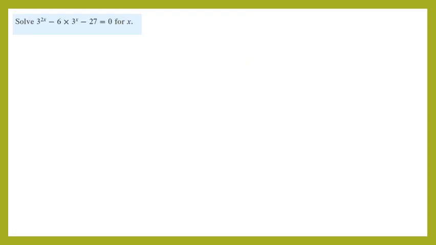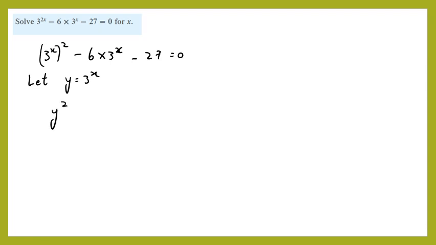Okay. Sometimes these equations are also in a quadratic expression. So if you have a look, if you write it in terms of 3 to the power of x, the first one's a squared, the second one's an x, and then the third one is x to the power 0. So what that means is we can replace this 3 to the power of x with something else, let's say y, and then we can solve for this equation. So y squared minus 6y minus 27 equals 0.